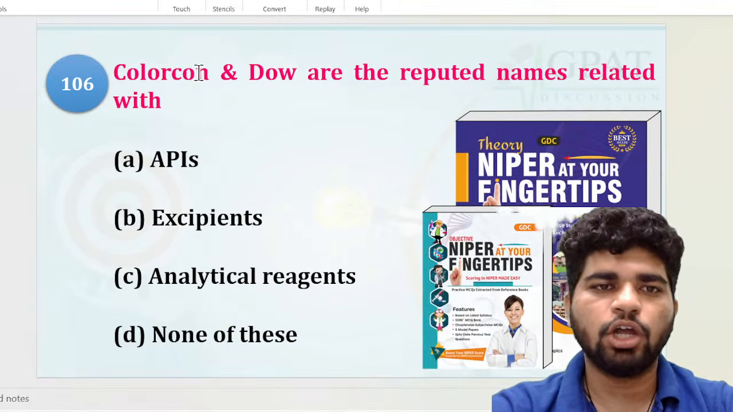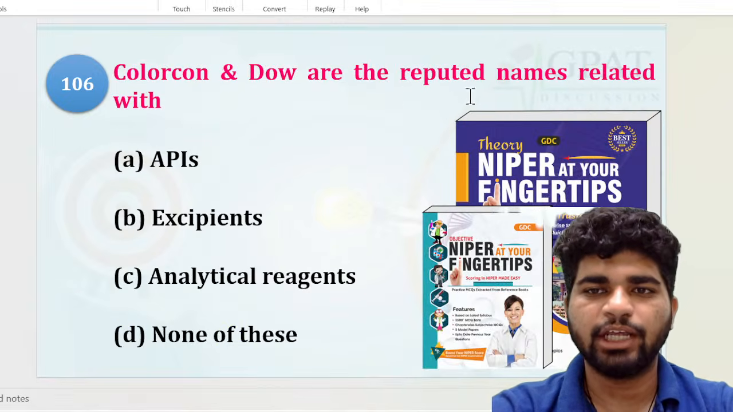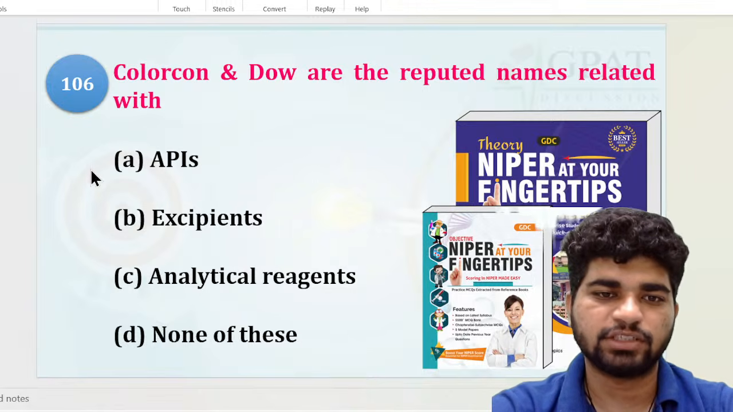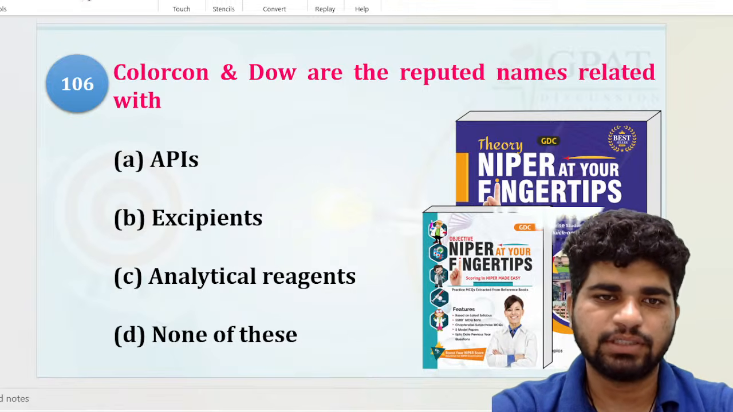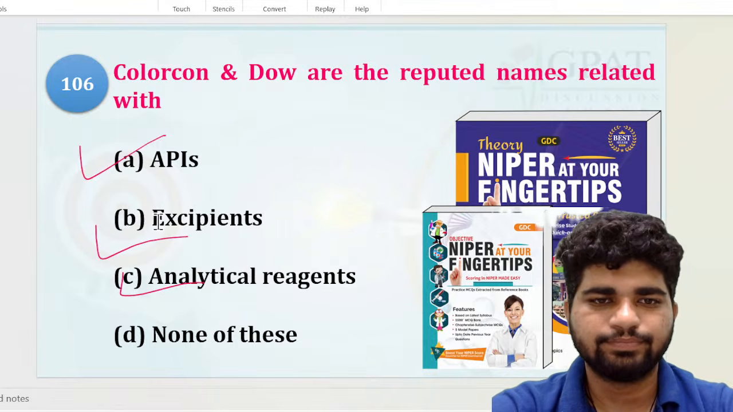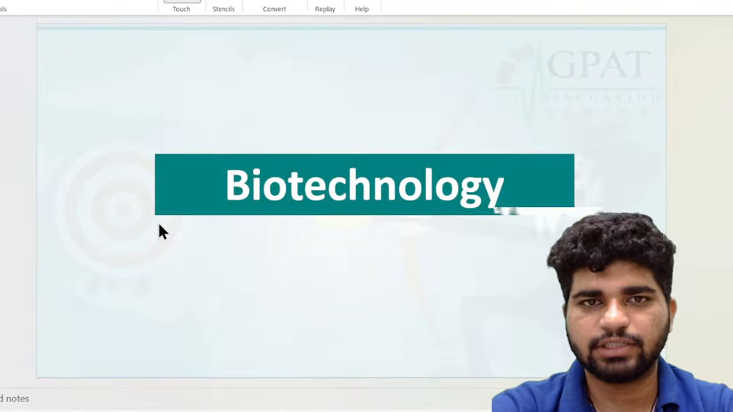Exactly. Colorcon and Dow are the reputed names related with Dow process, if you remember. Right? Dow process: APIs, excipients, analytical reagent, or none of these. This is your excipients case.